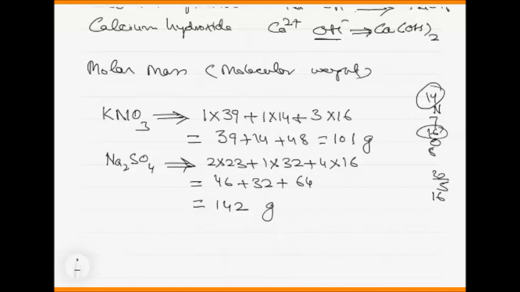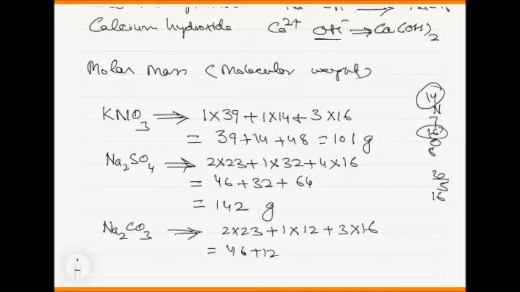Then we move to the next formula. Now next is sodium carbonate, Na2CO3. So to write Na2CO3, I write 2 into 23 plus 1 into carbon, which is 12, plus 3 into oxygen, which is 16. So this is 46 plus 12 plus 48. If you add all these, this becomes 106 grams.